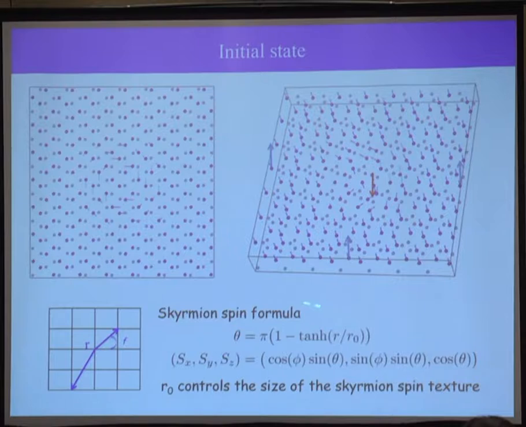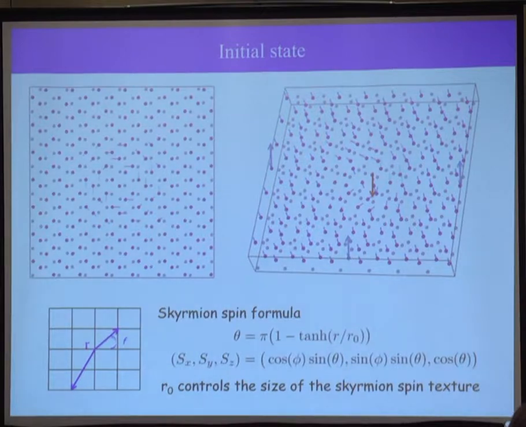And for the skyrmion, we actually use this formula based on the three components of the spin. And R0 really can show the size of the spin texture. And in our simulation, for a given system, we vary the characteristic length scale R0 to see which one gives the lowest ground state energy in our simulations. So that's actually the picture based on this formula. You have this top view and the side view of the spin arrangement.